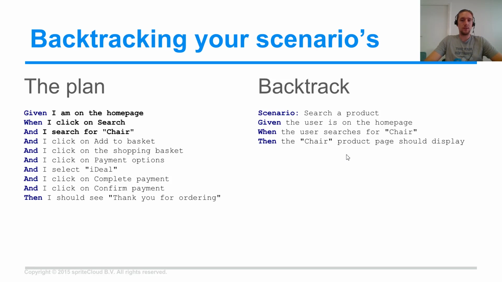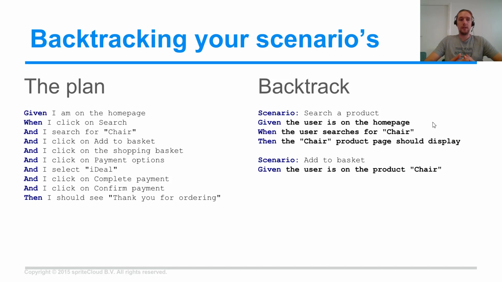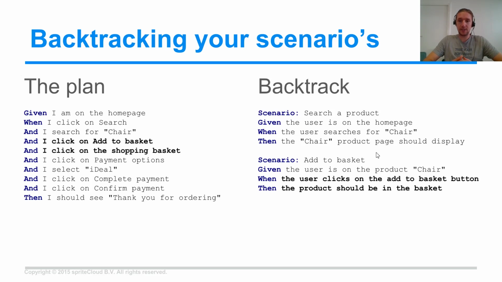Once we have created that scenario, we continue to the next one, which is adding a product to the basket. Here you see that first there is a precondition step that says the user is on product chair. That step actually refers to the previous scenario that we created with searching for a chair. After the precondition step, we continue with an action where the user clicks on the add to basket button, and we confirm that it was successful by checking that the product is in the basket, which repeats the two steps that you see on the left side of the page.